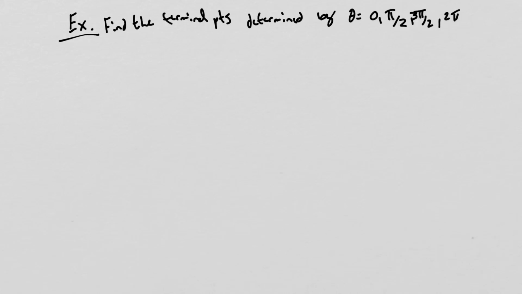Let's look at the 4 cardinal points on the unit circle. In this example, we want to find the points that are associated with the angle 0, pi divided by 2, pi, 3 pi divided by 2, and then again 2 pi. The measurement of these angles is given in radians.